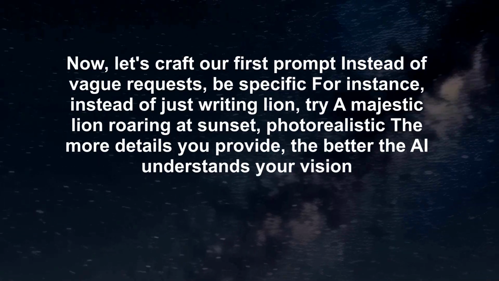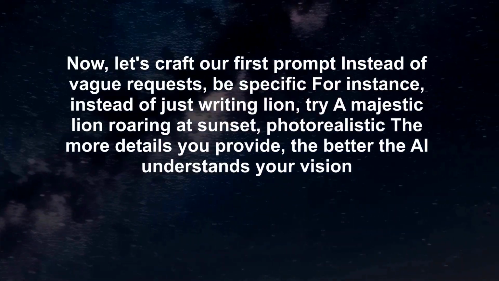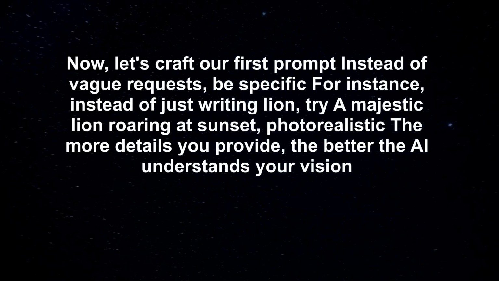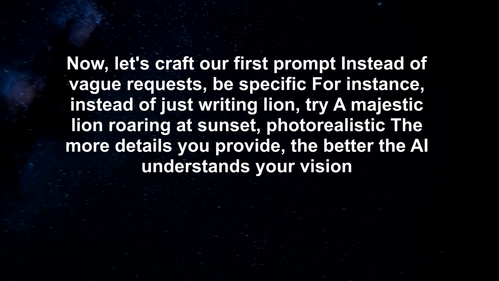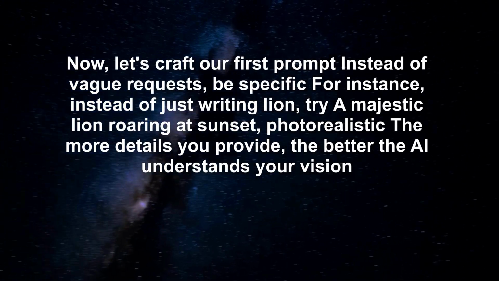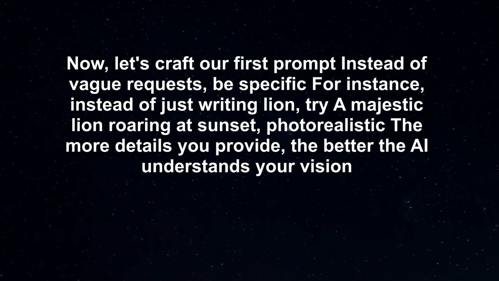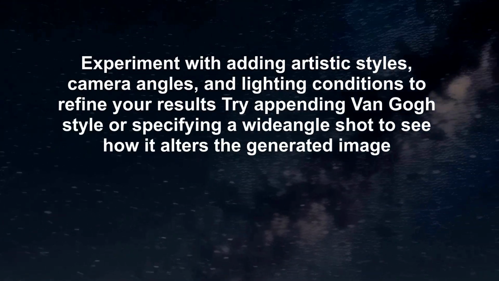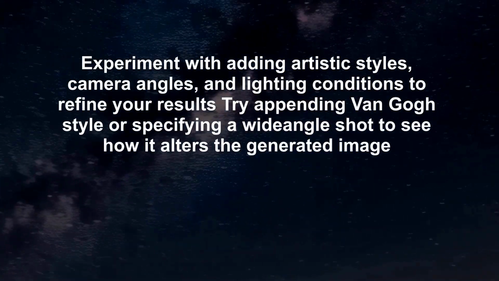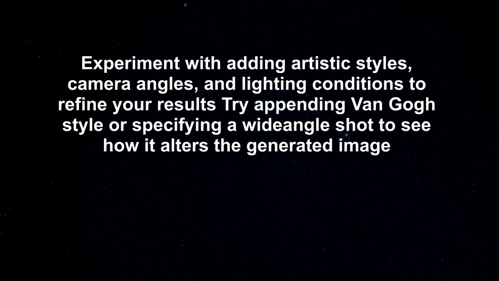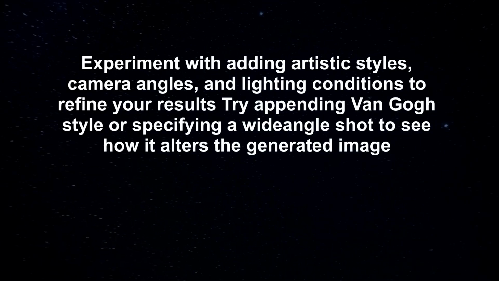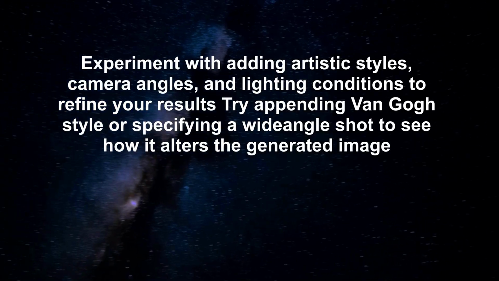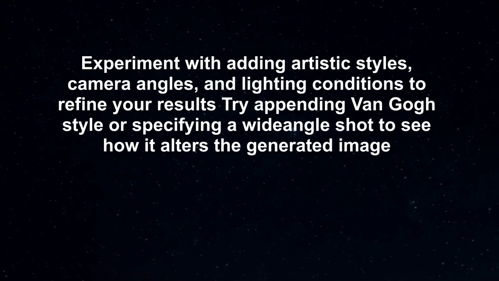Now, let's craft our first prompt. Instead of vague requests, be specific. For instance, instead of just writing lion, try a majestic lion roaring at sunset, photorealistic. The more details you provide, the better the AI understands your vision. Experiment with adding artistic styles, camera angles, and lighting conditions to refine your results. Try a painting Van Gogh style or specifying a wide-angle shot to see how it alters the generated image.